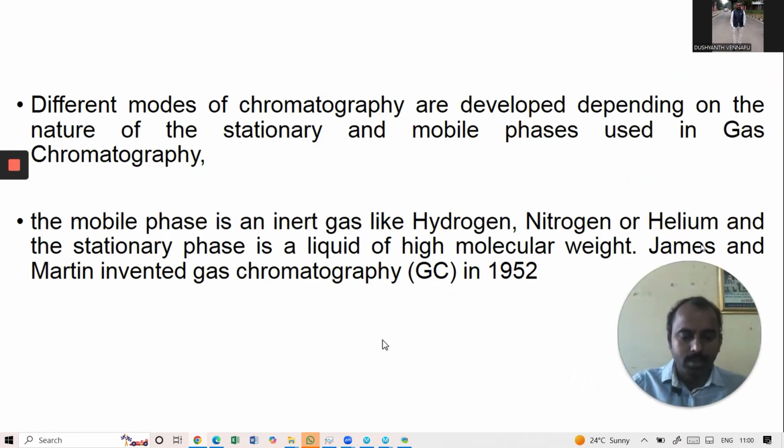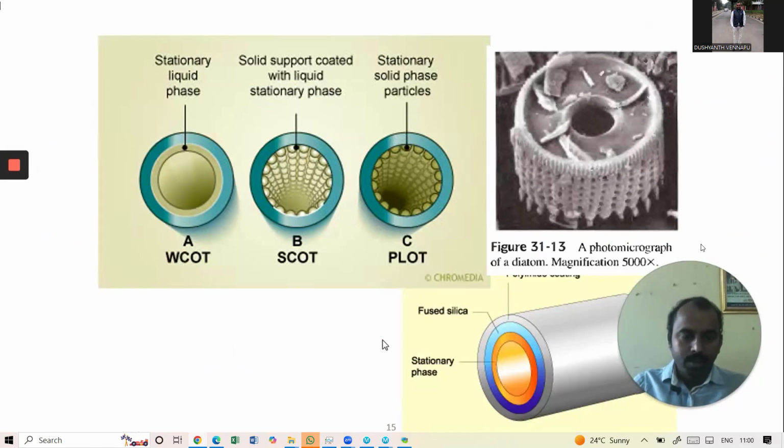Now, the term chromatography was coined by Michael Tswett, and the term gas chromatography was invented by Martin and James in 1952. This is the information you need to know. Further, there are several types of stationary phase in gas chromatography, such as wall coated open tubular columns, surface coated open tubular columns, or particle coated open tubular columns. This tells you whether your stationary phase is solid or liquid.